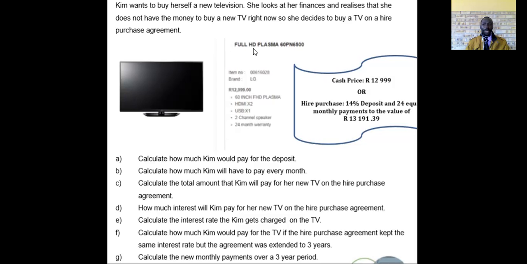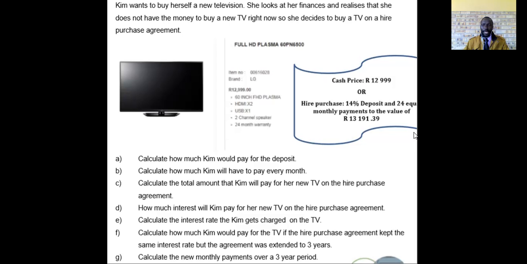This is an example that we already discussed. I'm just trying to share it with you so that you can remember. Here is the TV with cash. The TV is 12,999, or she could buy on a hire purchase agreement. The hire purchase agreement means you purchase as if you're hiring. So you basically pay some money known as the deposit, the first installment. Then the remaining amount of money, you pay over some period of time.